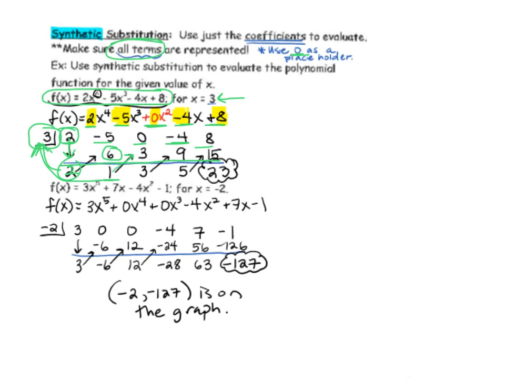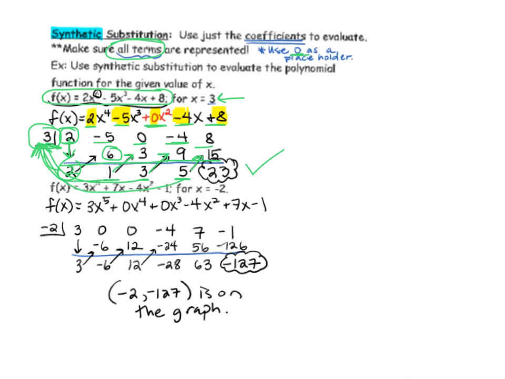And we just keep repeating that process. 0 plus 3 is 3, drops that below. 3 times that 3 over there is 9, that goes to the next spot. -4 plus 9 is 5. The number goes below, multiply it to that number on the outside. 5 times 3 is 15, and look at this. 8 plus 15 is 23. That's the same answer that we got using direct substitution.